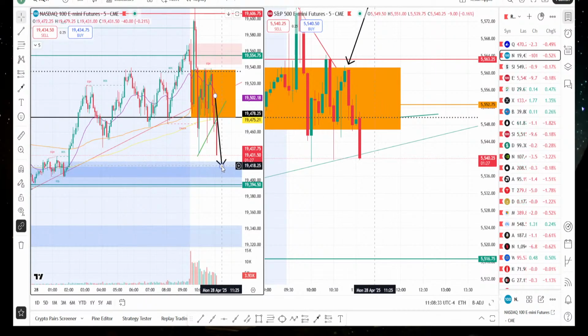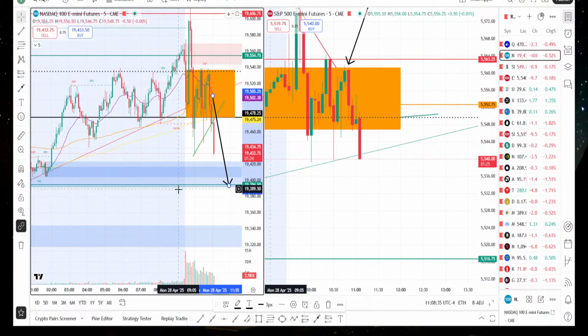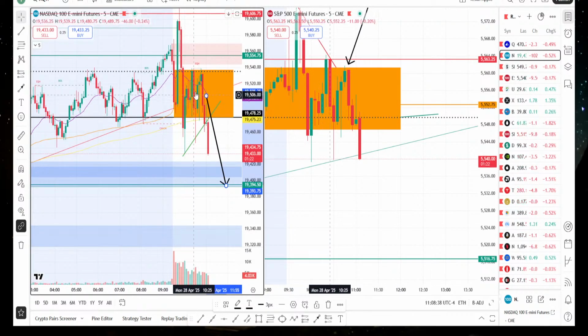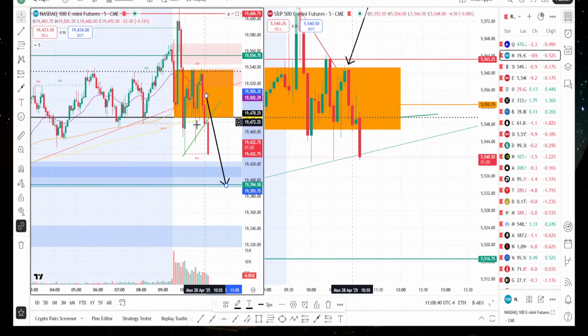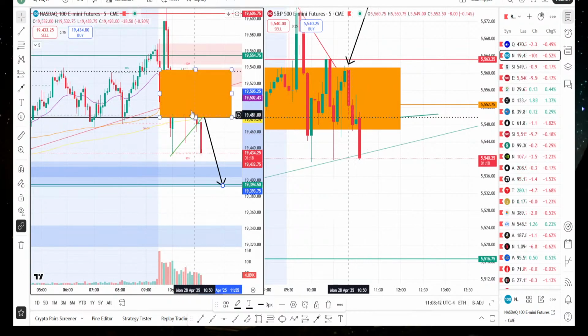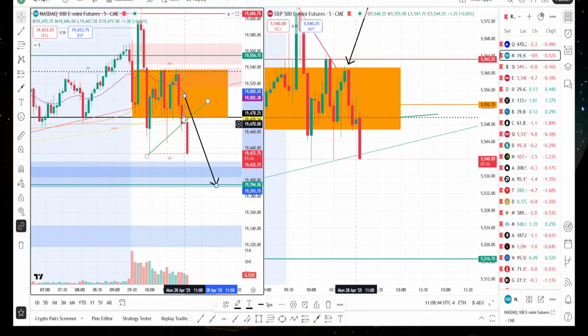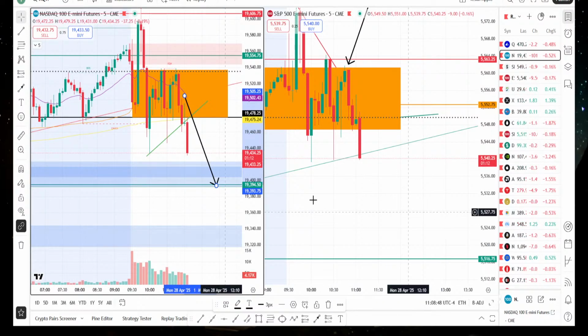We could go all the way down to support, right? Because we consolidated so long, it builds up the pressure when it pops out. So this might just go all the way down here, could go back, and then could continue lower possibly too. Who knows, man?